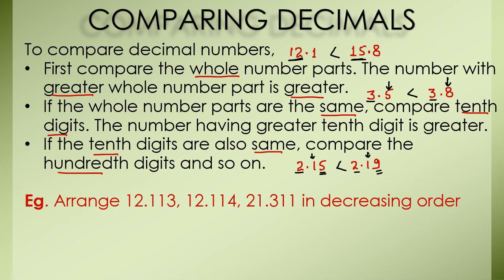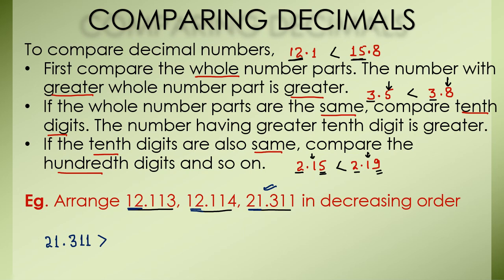Now we have to arrange the given numbers in decreasing order. So the numbers given to us are 12.113, 12.114 and 21.311. In these three numbers, you can see two numbers have whole part 12 and one number has whole part 21. So this number is the largest one. Write this number first, 21.311. Now we have to compare 12.113 and 12.114.